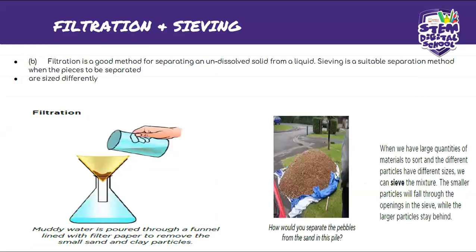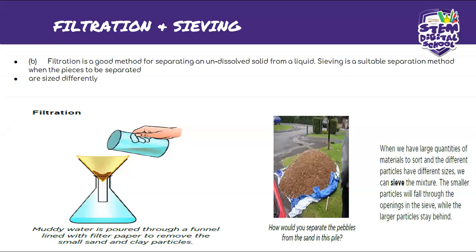All right. Now let's look at filtration. Filtration is a good method for separating an undissolved solid from a liquid. Sieving is also a suitable separation method when the pieces to be separated have different sizes. So when we have mud water, we can separate it into the various components. So what is happening here? Mud water is poured through a funnel lined with filter paper to remove the small sand and clay particles.